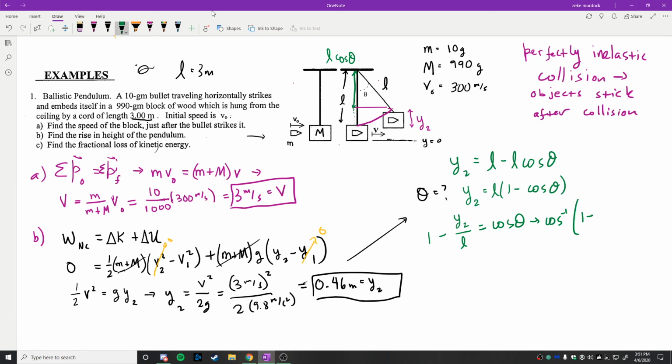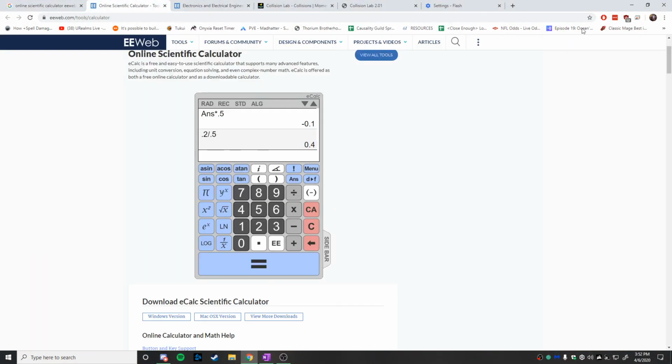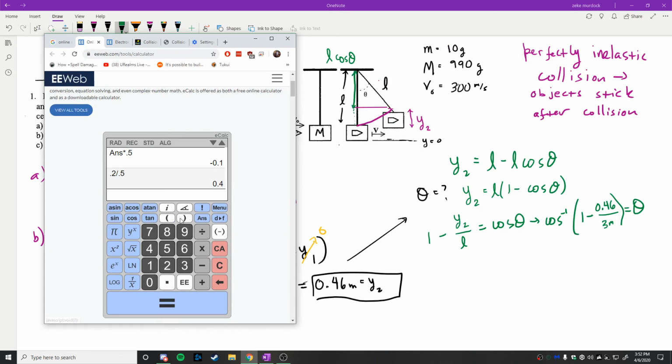So 1 minus y2, which was 0.46, divided by L, which is 3 meters. And that's going to be equal to the angle theta. So if we do that on our calculator, we'll have arc cosine of 1 minus 0.46 divided by 3.